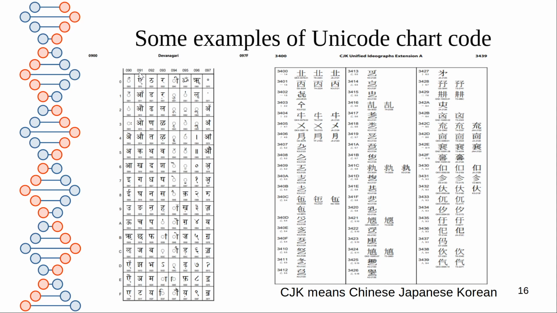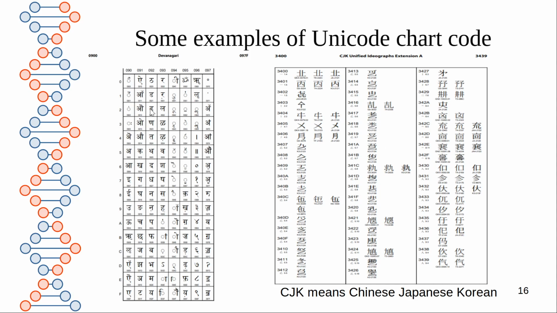What is the number? 0900 would be this. You see 0910 is A. Then what is 0921? And on the right hand side is another character set, with numbers in the range of 3400 to 3439. The CJK character set means East Asian, Chinese, Japanese, and Korean characters. So these characters are also there.